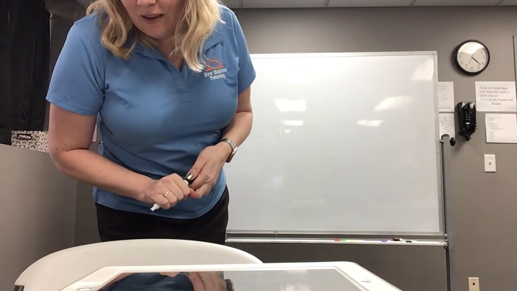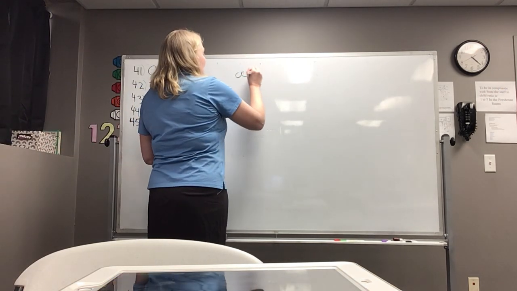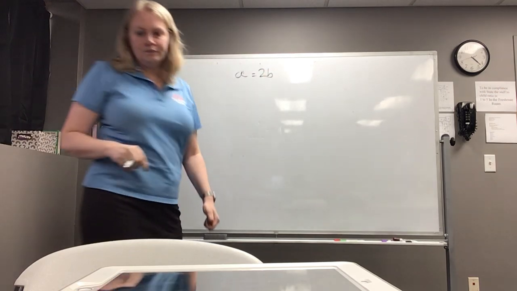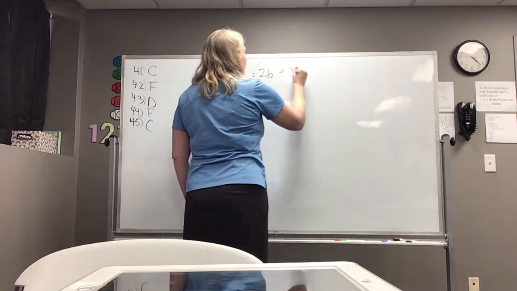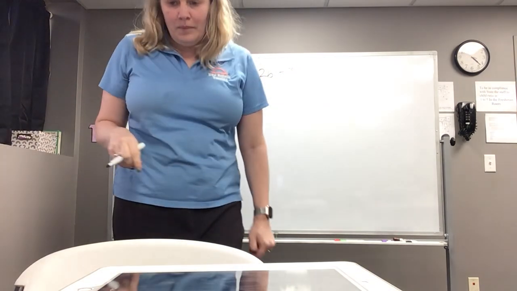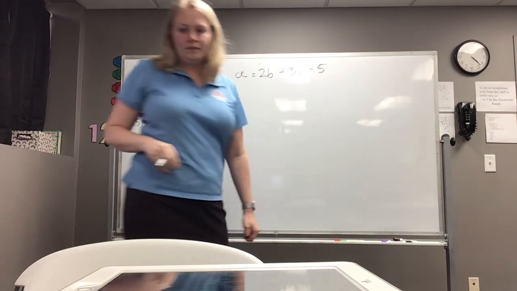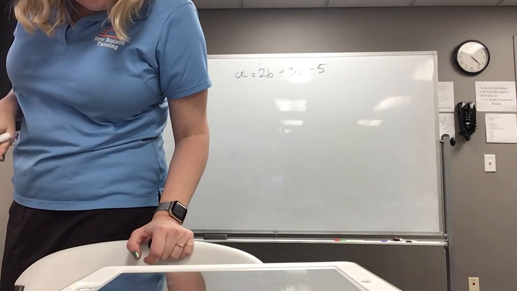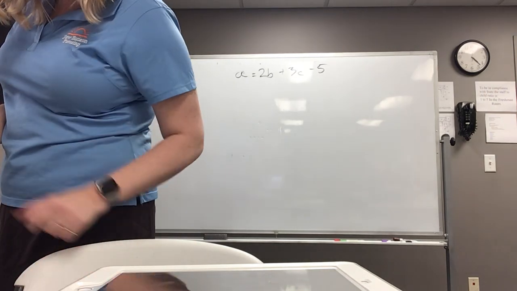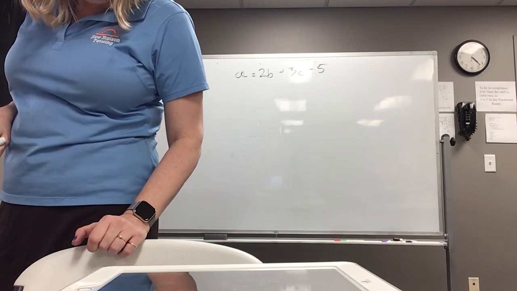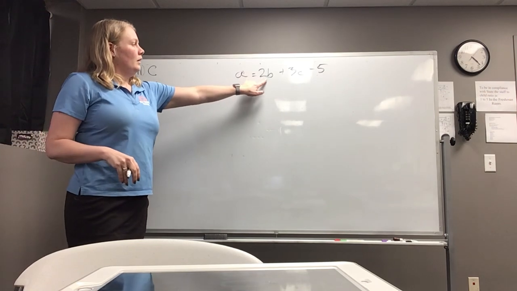So the idea is that we have this A equal to 2B plus 3C and then minus 5. And then they tell us, what happens to the value of A if B decreases by 1 and C increases by 2?